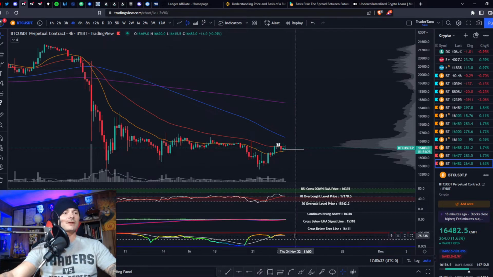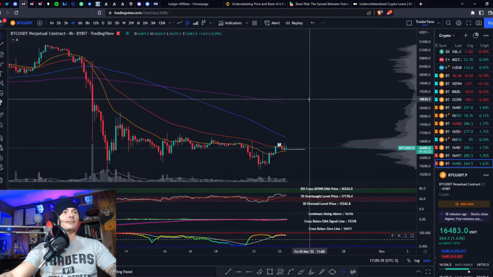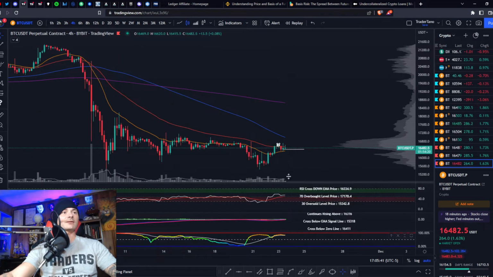Okay, so once again, I apologize. BBWP, if we do cross to the downside, we could go sideways here for a bit, being squeezed by the 50 and the 21.